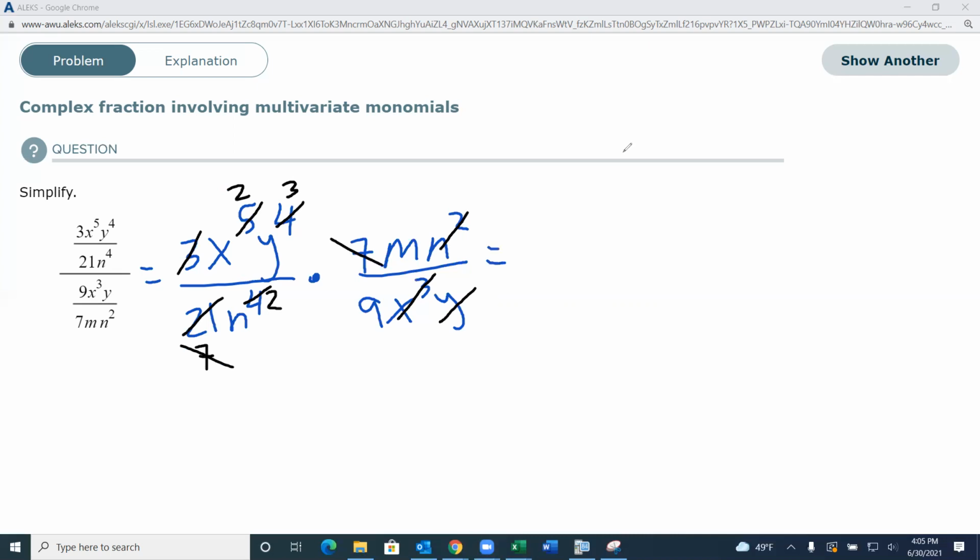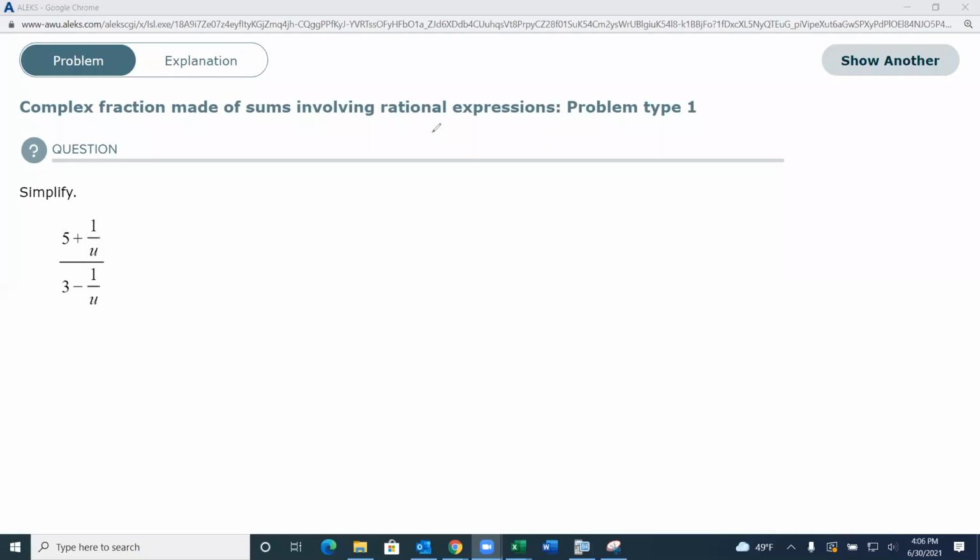All right, so let's see what we got left. Well, we've got x squared, and then y cubed, and then an m, because I'm multiplying the fractions. And then I've got an n squared on the bottom, and a 9. And that one is done. So that's all you do. Just flip that second fraction and go to it.